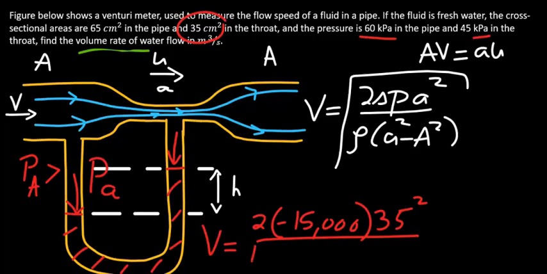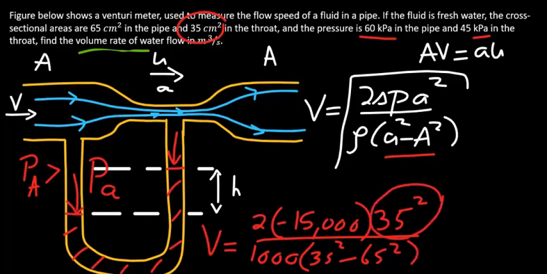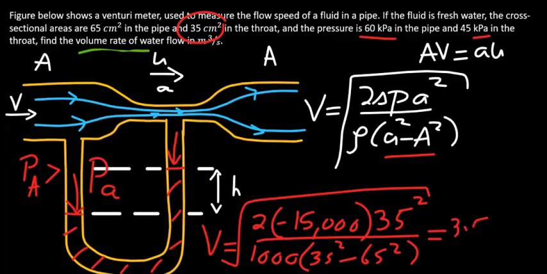Density of fresh water is 1000 kg per cubic meter times A squared minus capital A squared. So 35 squared minus 65 squared. Now because I did not change the unit of cm squared into meter squared, the denominator has a similar unit, so the conversion factor would just cancel out. And don't forget to take the square root, which will give you a numerical answer of 3.5 meter per second.